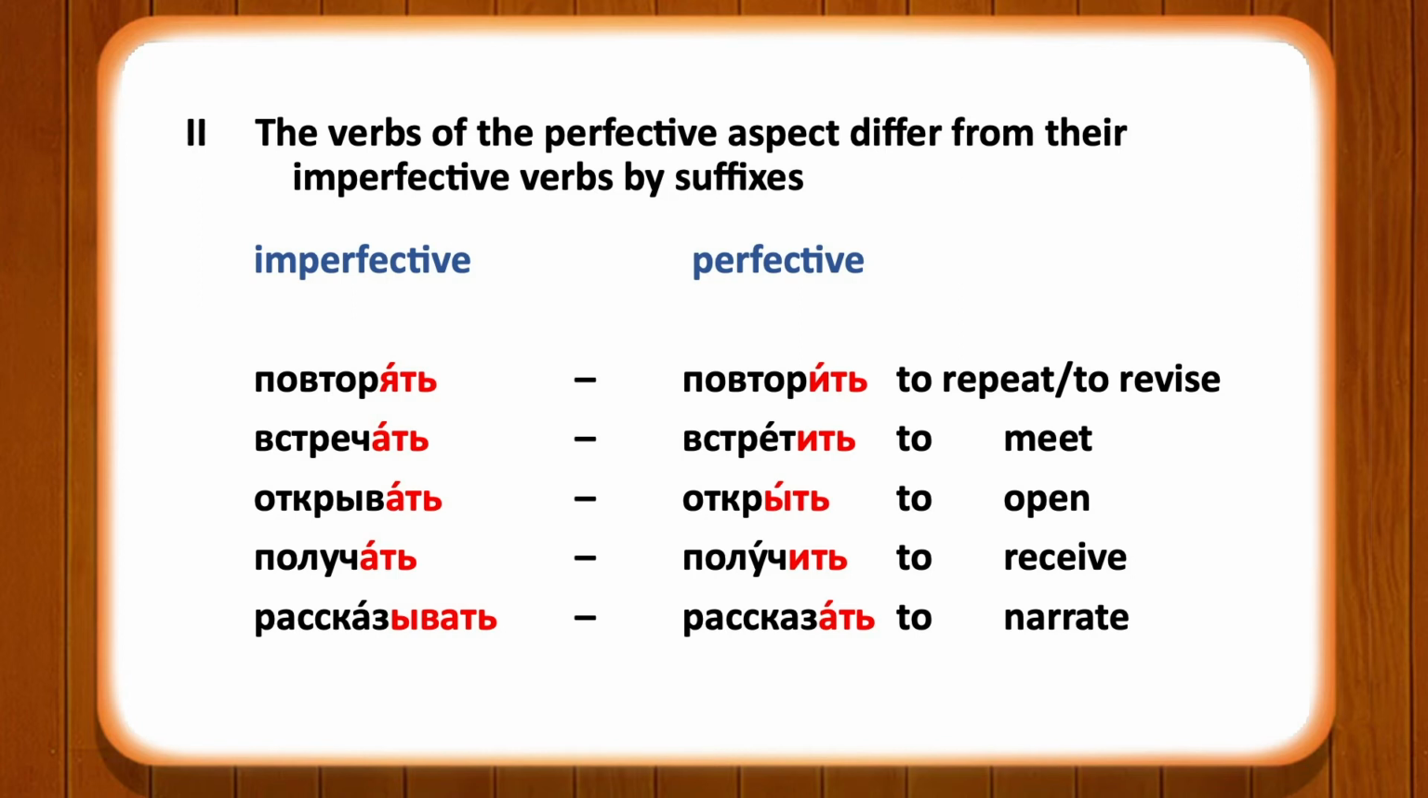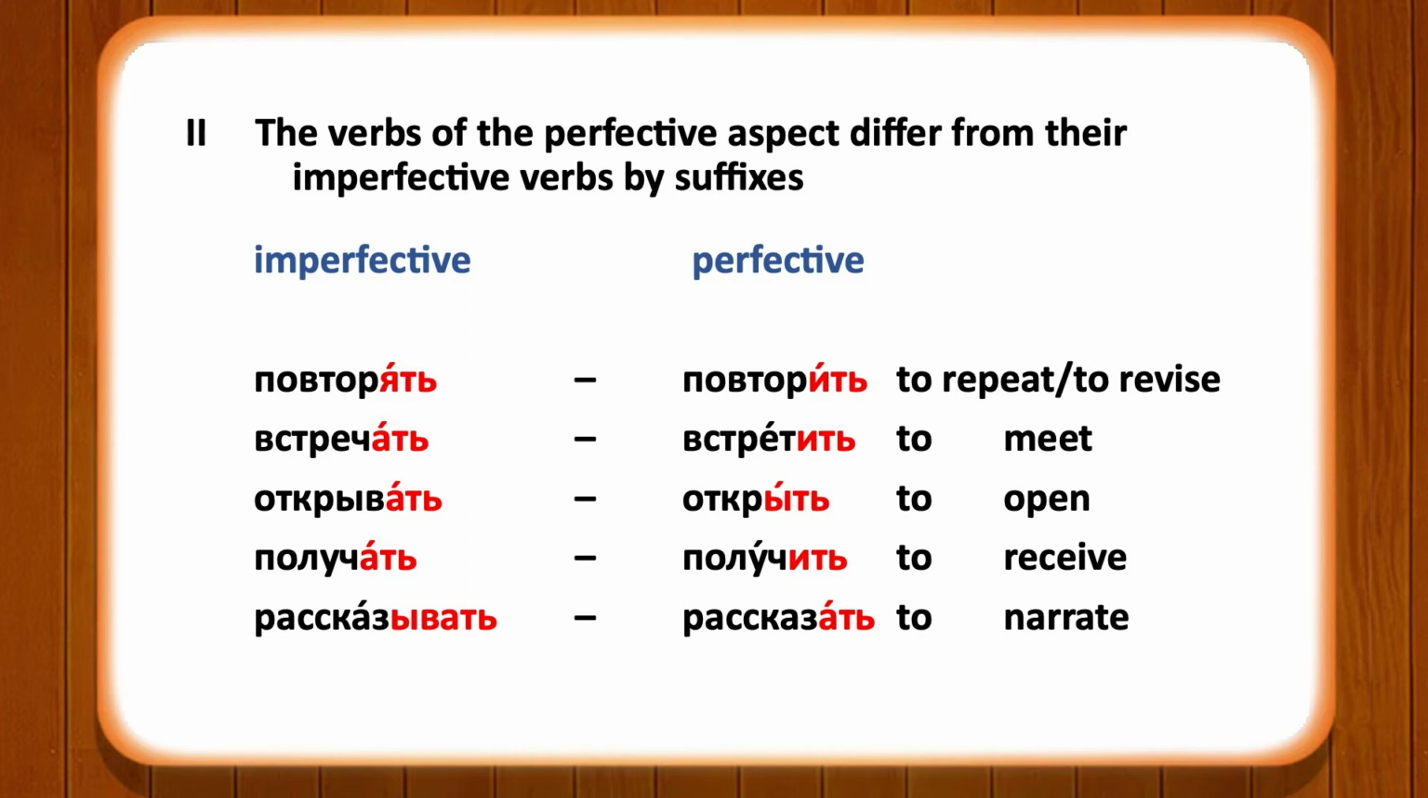Let us take up another verb, strichaj. Strichaj is an imperfective verb which means to meet. The perfective counterpart of this verb is vstriechich. Both vstrichaj and vstriechich mean to meet. Vstrichaj is imperfective aspect verb and vstriechich is perfective aspect.